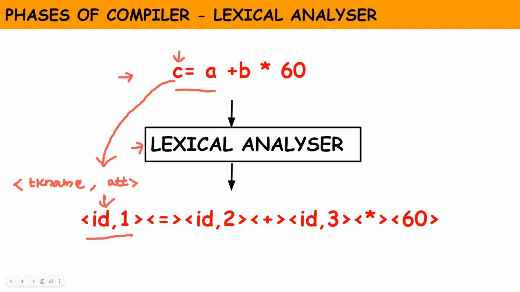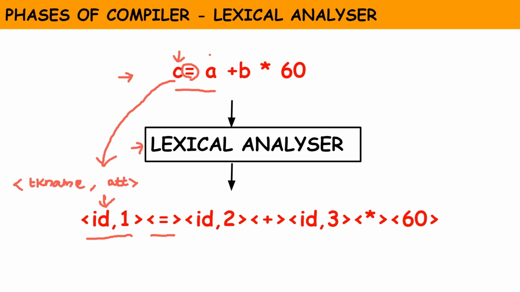The next lexeme is the equal to sign. So the equal to lexeme is mapped to the token equal to. Since it does not need an attribute value, the second component in this token format is omitted. For notational convenience, the equal to sign itself is used as the abstract symbol for the token name. Blanks are discarded by the lexical analyzer.